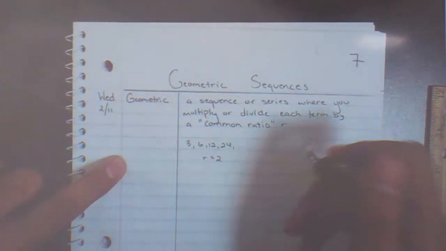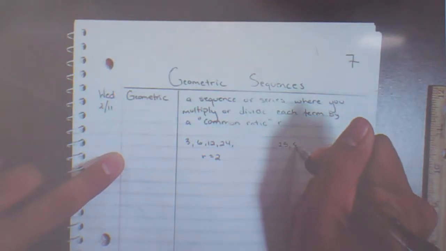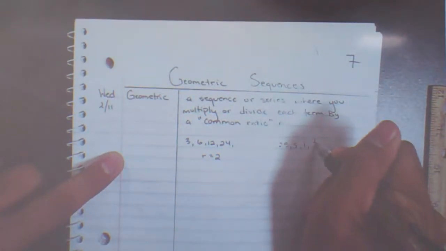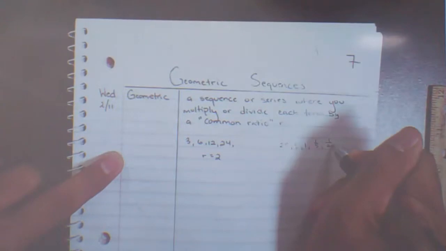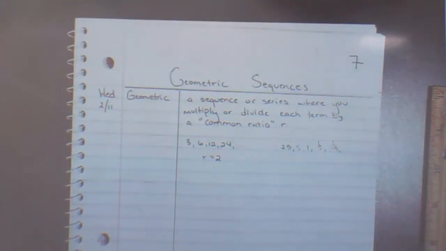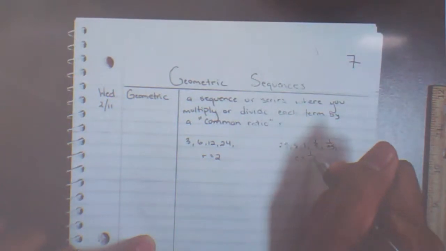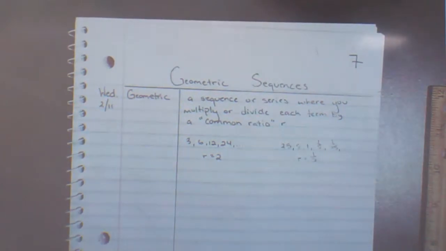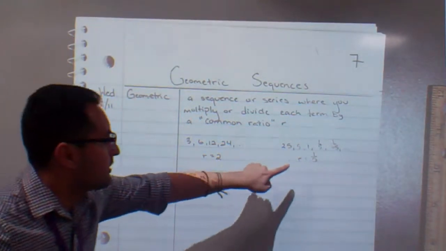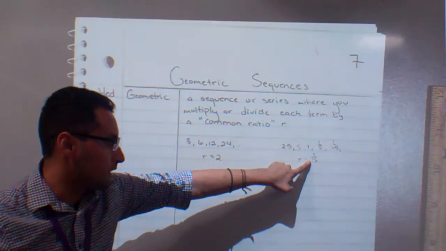Now I'm going to give you a different sequence, and this one's going to be decreasing. 25, 5, 1, 1/5, and then 1/25. What's happening here? Divide by 5. Now the way that we represent this is R equal to 1/5. Over here, this represents dividing by 5, just the way that 1/3 represents dividing by 3, or 1/4 represents dividing by 4.